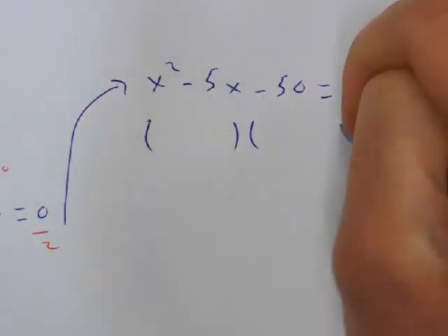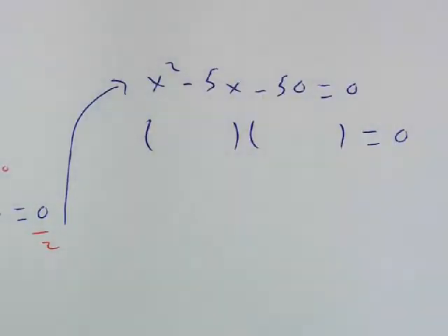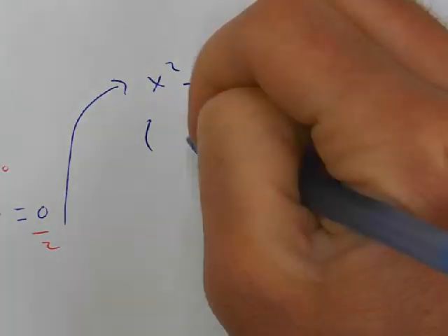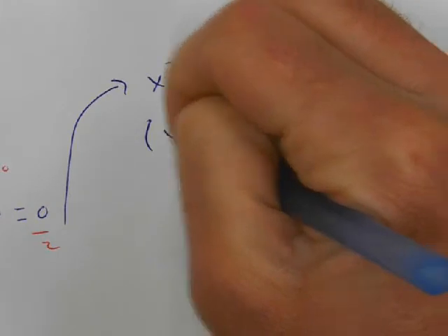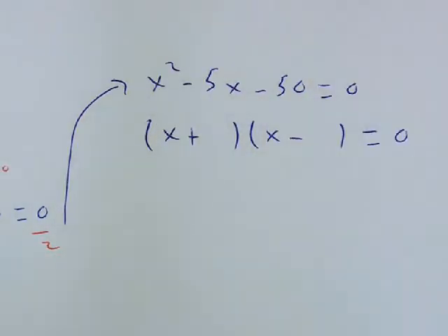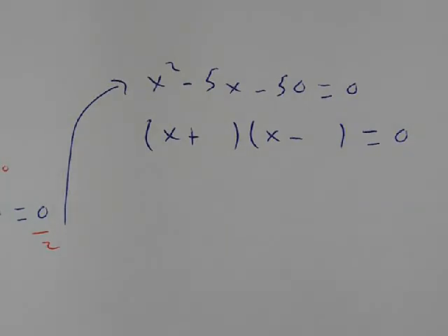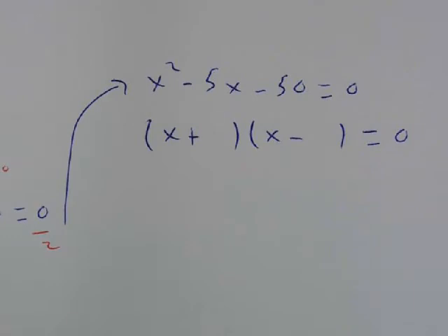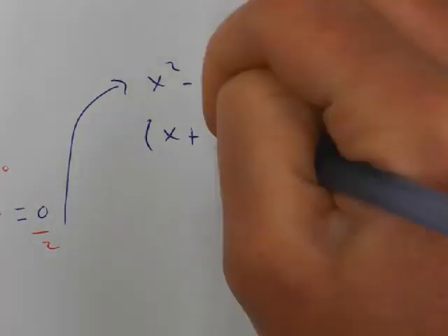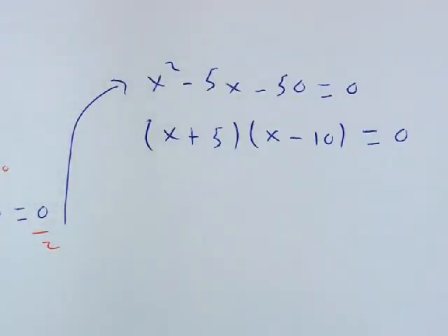Well, I know this trinomial is going to factor into two binomials, so we can write those down. To get negative 50, I got to multiply a positive number and a negative number. To get x squared, I know I got to multiply x times x. And then what multiplies to 50 and has a difference of 5? Well, 10 and 5. And then my bigger number is negative, because there's more negatives left over when we combine like terms. So negative 10 and positive 5 are going to be my factors.